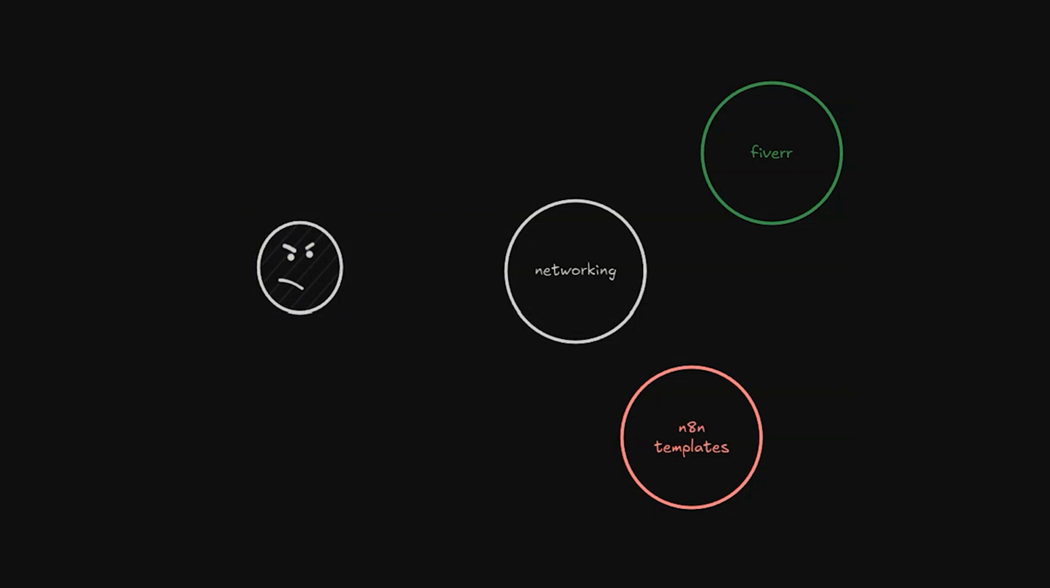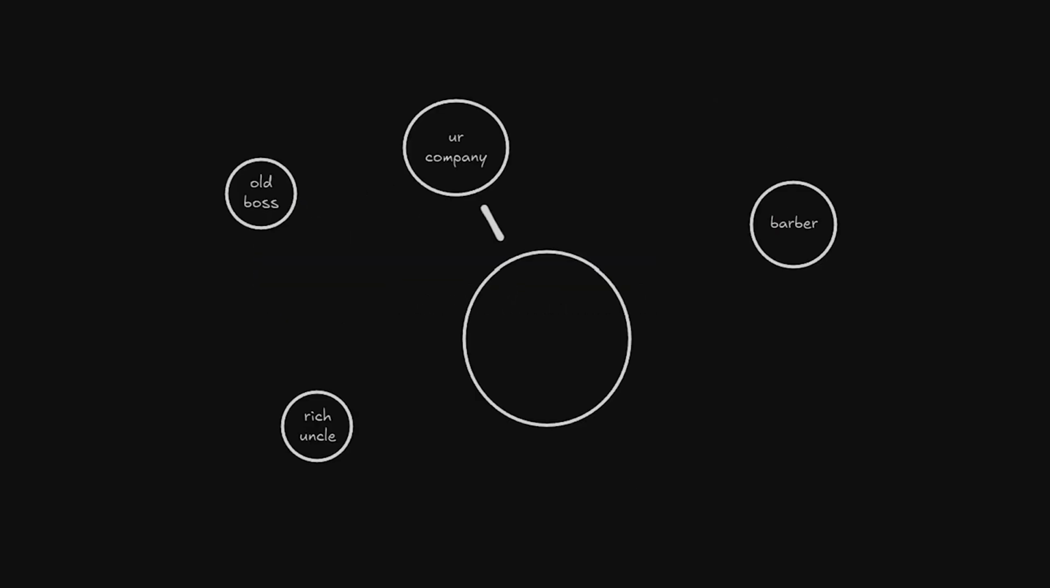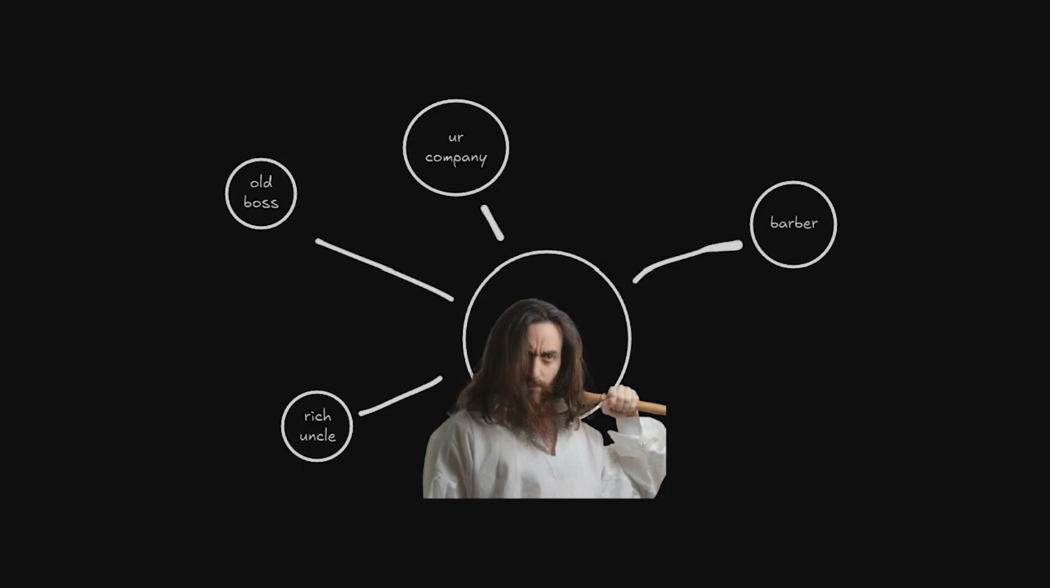Now, I get it. Networking isn't exactly a platform and it might sound vague, but if you want to start making money with AI fast, it's probably the most realistic path to take. So where do you start? Look around. It could be your current company, your old boss, your uncle's business, or even that barber who only replies to WhatsApp messages once you're looking like a freaking Viking.